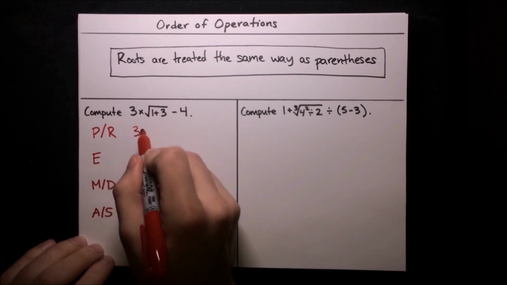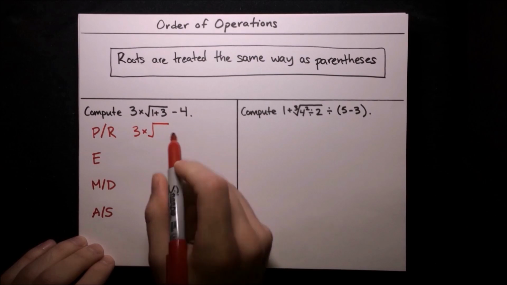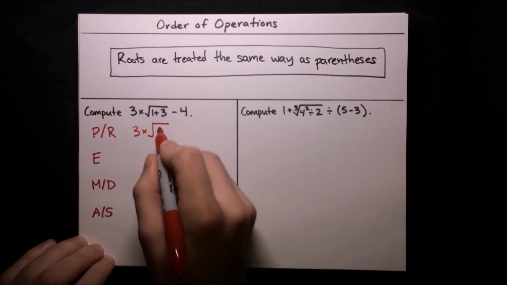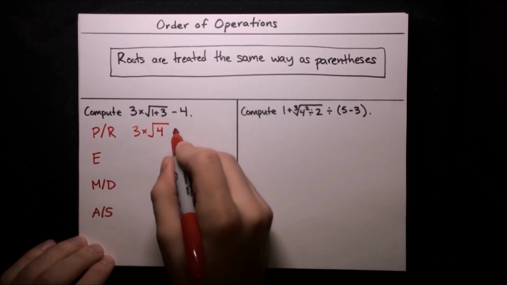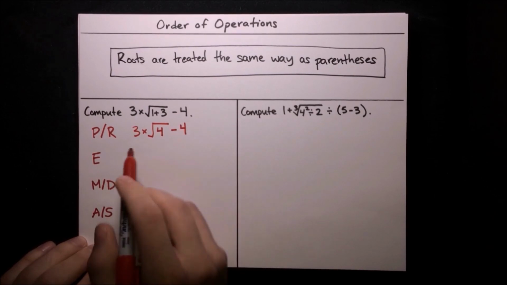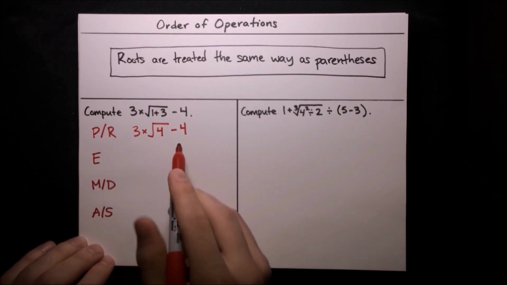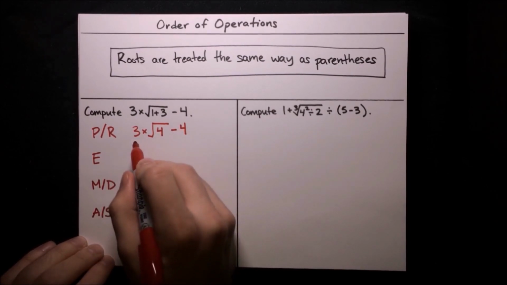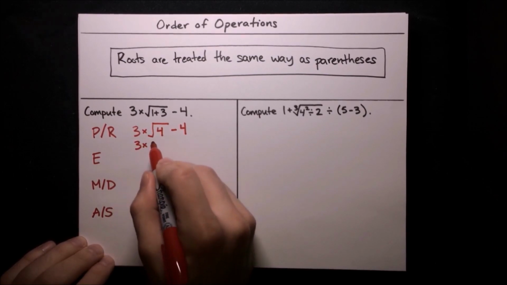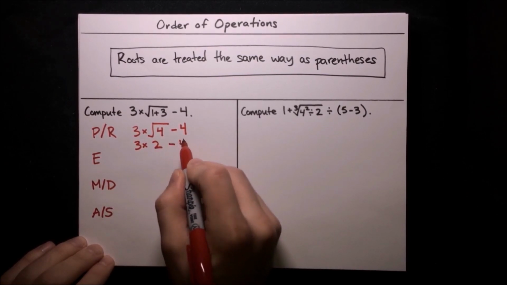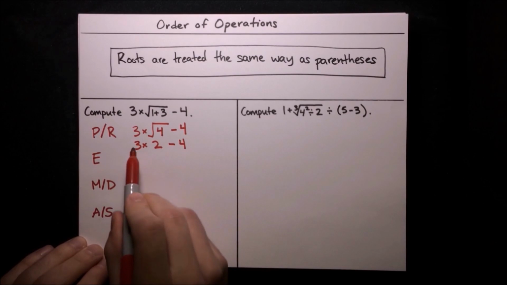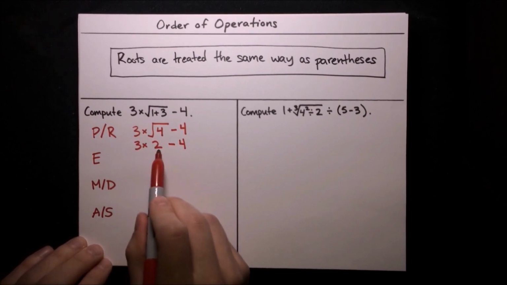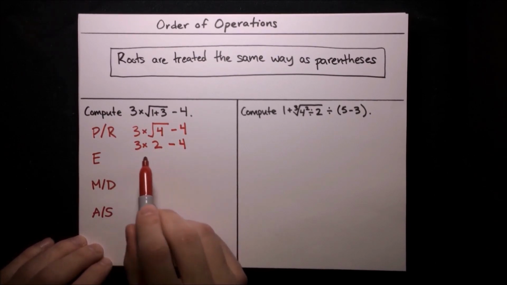So that becomes 3 times the root of 1 plus 3. 1 plus 3 is just 4. And then that minus 4. Let's go ahead and compute that root then. The root of 4 is just 2, so we just have 3 times 2 minus 4. Okay, great. So we're done with computing the root, and now we don't have any parentheses or roots left, so now let's move on.